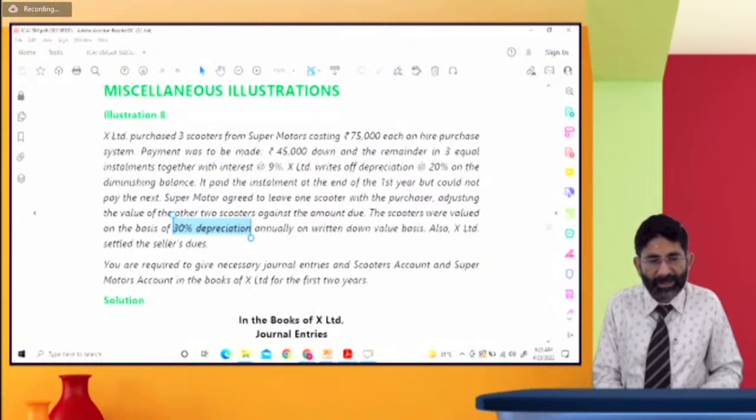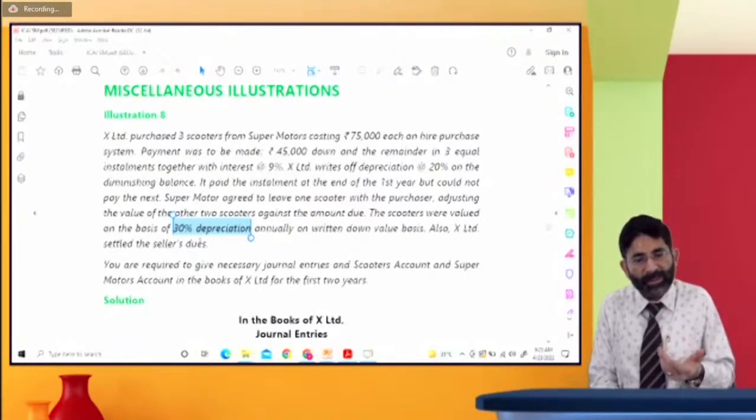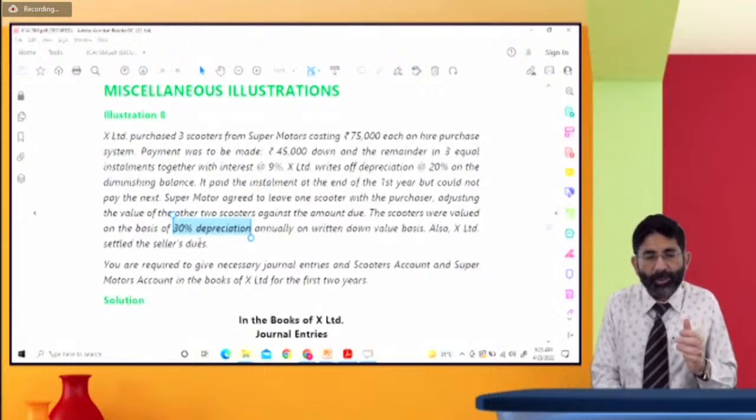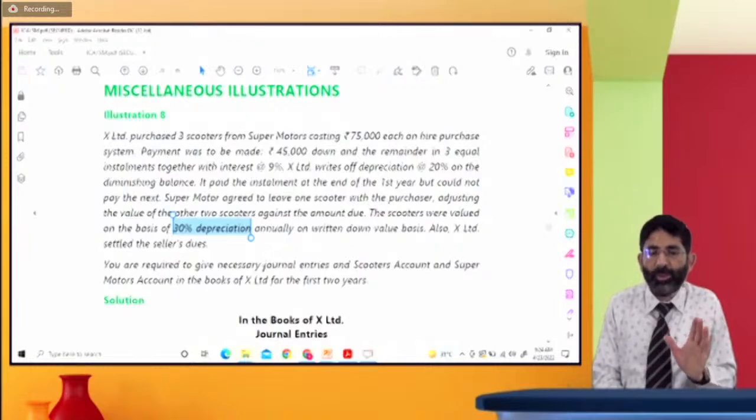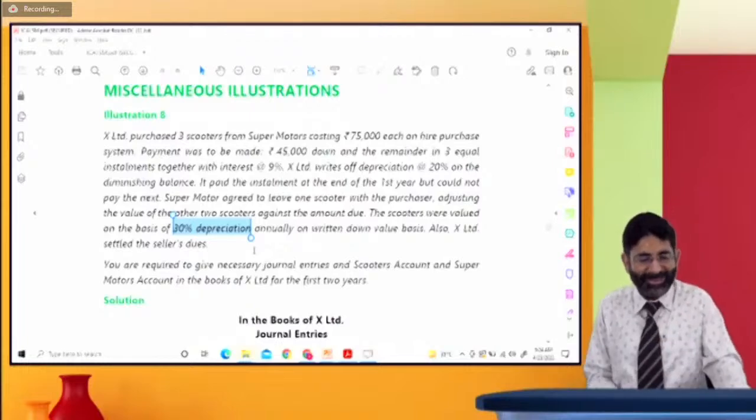Also, X Limited settles the seller's dues. So whatever is left, X Limited has paid him. You are required to give journal entries, scooter account and Super Motors account in the books of X Limited for the first 2 years. So purchaser's books will be prepared. In the purchaser's books, we have to pass journal entries, scooter account, asset account, and Super Motors account. I am interested in the scooter account and Super Motors account only. I will not pass journal entries, that is already with you. You may see later on in your module. Let's prepare the scooter account and Super Motors account in the books of X Limited. Let's do it.